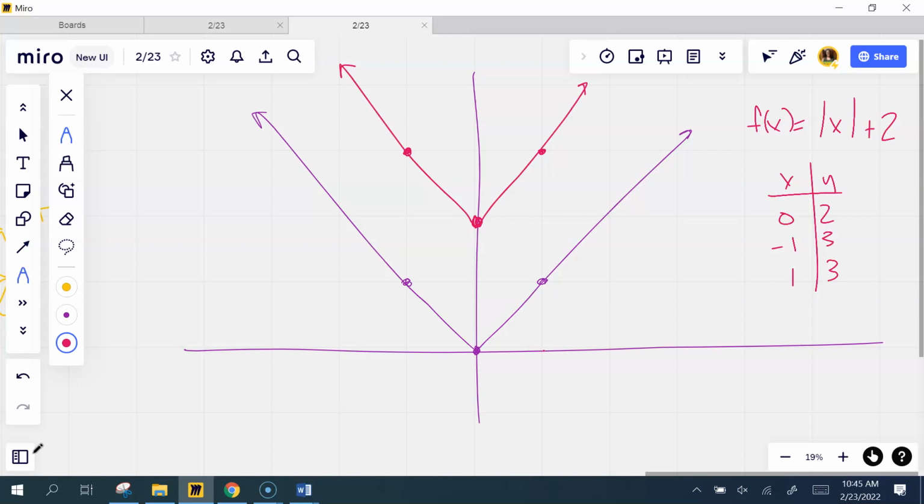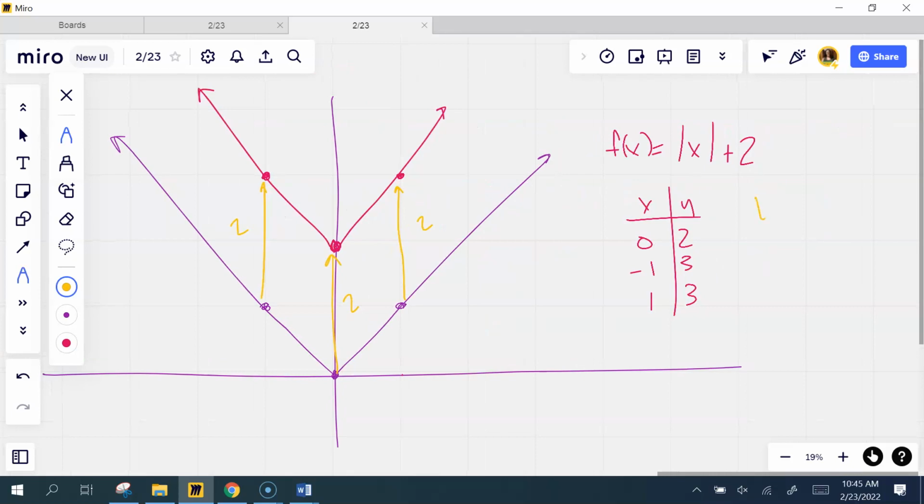What happened? It moved up. It looks like 2. Every point moved up 2. Have y'all done any transformations before? No, yes, some.